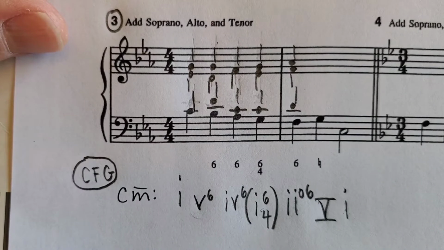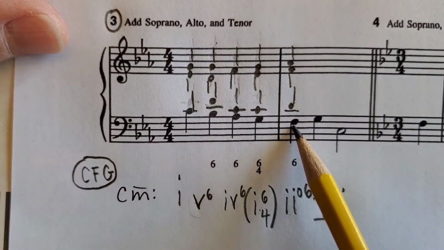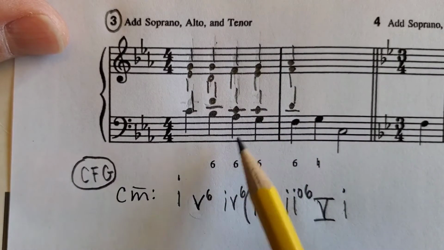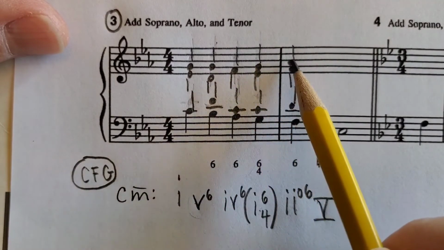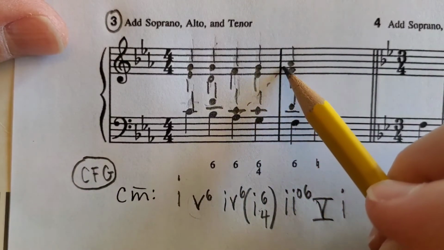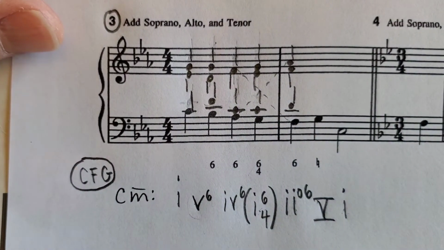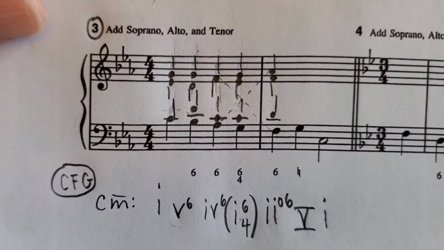Now, did the voice exchange occur? Let's check it out. The bass is going A flat, G, F, and the soprano in this case is going F, G, A flat. So the voice exchange actually happened between the bass and the soprano. So remember, passing 6/4, you're typically going to find that voice exchange.